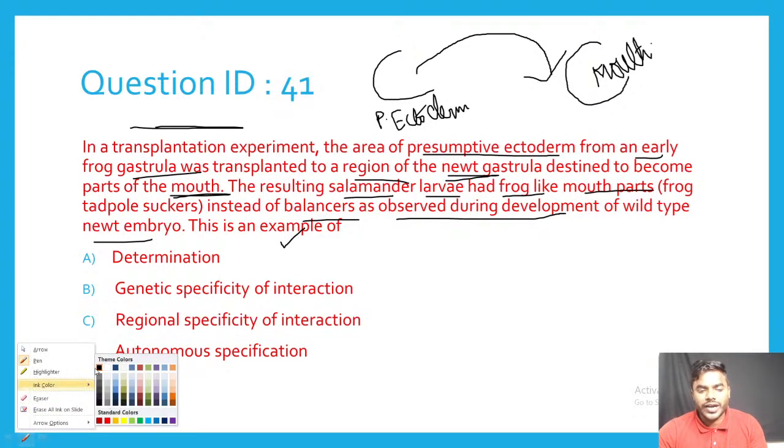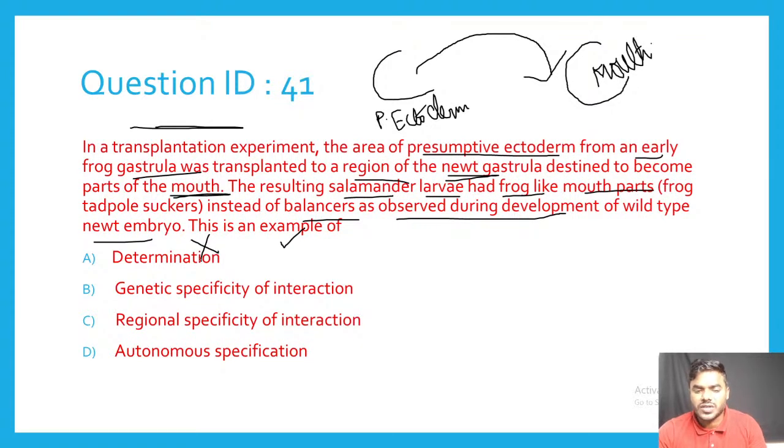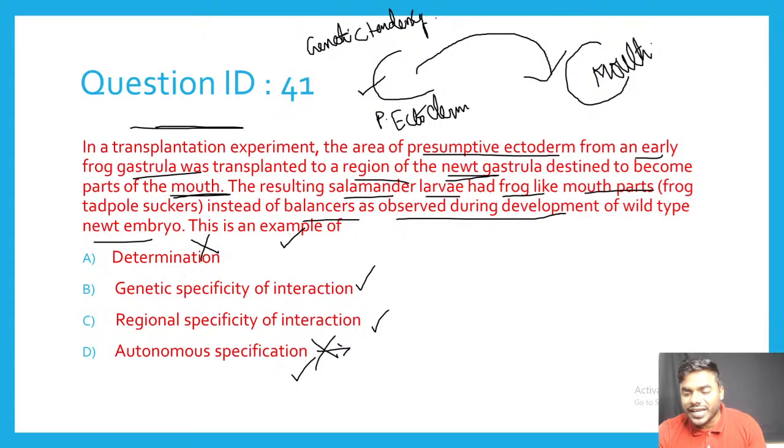Friends, please listen, don't get confused with my words. Anyway, it is not determination. What do you mean by the word autonomous specification? Autonomous specification means on its own it is developing into whatever it wants to develop. So it cannot be autonomous. Someone is getting influenced, but you have to remember whether it is getting influenced regionally or genetically. Don't confuse with my words. Follow me. The presumptive ectoderm has the genetic tendency, the genetic specificity or the genetic ability to modify any tissue or to decide the fate of any tissue.